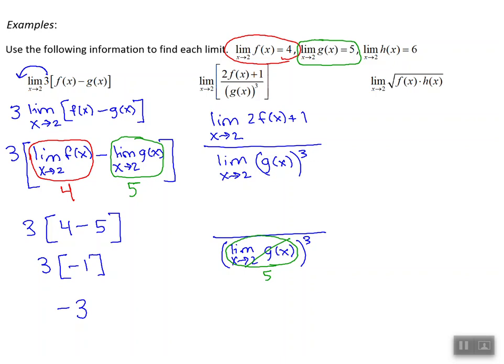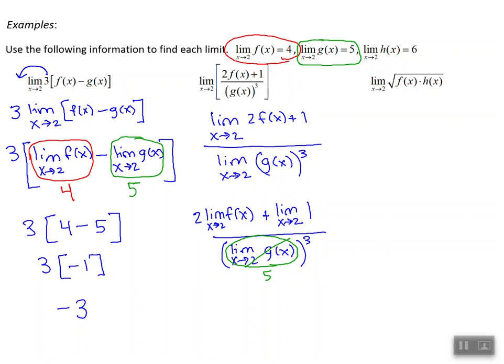Let's now break up the numerator using our properties. So our numerator, 2 times f of x plus 1. The 2 is only multiplied to the f of x, so we will rewrite this as 2 times the limit as x approaches 2 of f of x plus the limit as x approaches 2 of the constant function 1. Notice because 2 is only multiplied to f of x and not multiplied to 1, the 2 is only multiplied to the limit of f of x, not to the limit of 1.